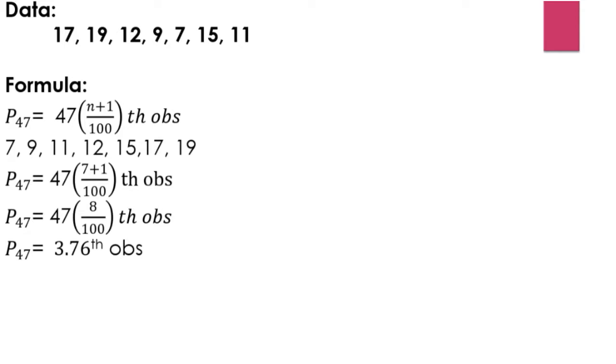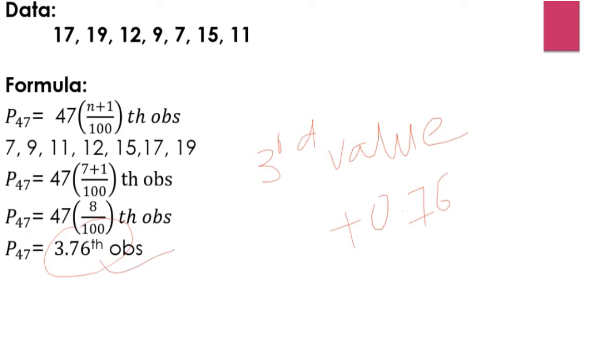Now students, this is an important point to calculate this step. What is it? 3 means the third value or third observation. Break this 0.76 and after that just focus. 3.76 lies between which two whole numbers? It lies between the third and fourth observation, so we take the fourth observation subtract the third observation.